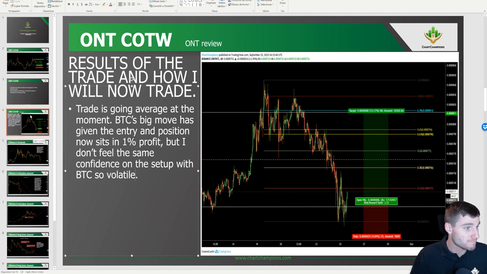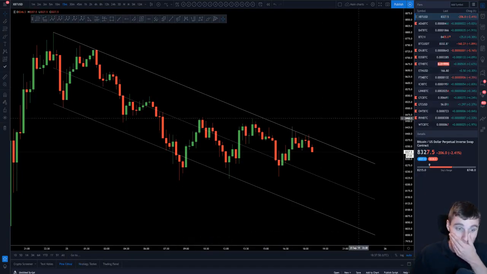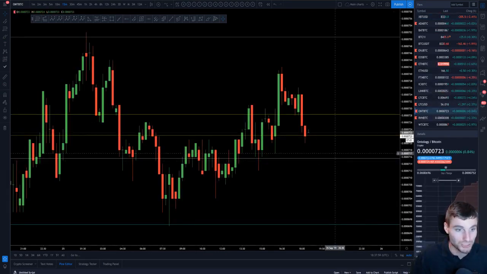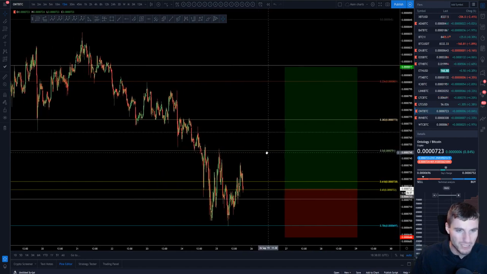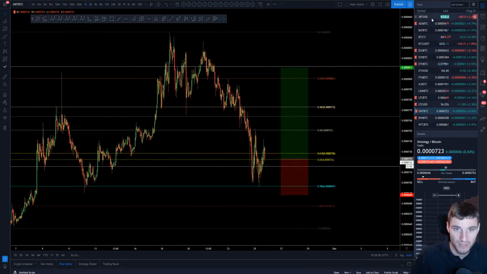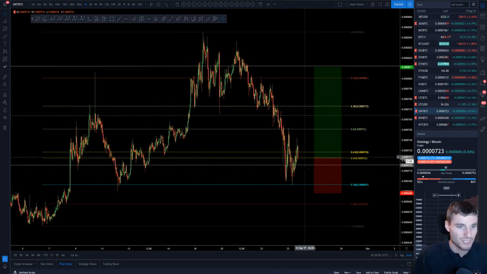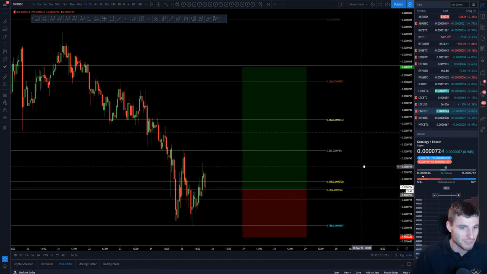Okay, let's just go over to the Ontology chart a second. Let's just load it up. Ontology. So it's basically at entry. I was debating closing it out as a break-even trade, but I decided to just maintain with it until we see another leg down or up on Bitcoin, basically. So I'm giving it a little bit of time just to see if this plays out. As you can see, we zoom in here.